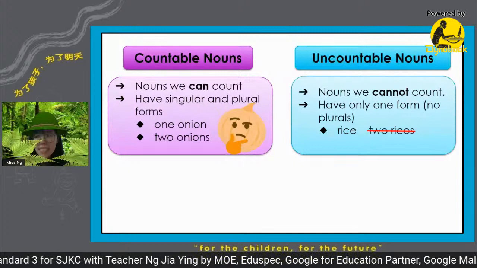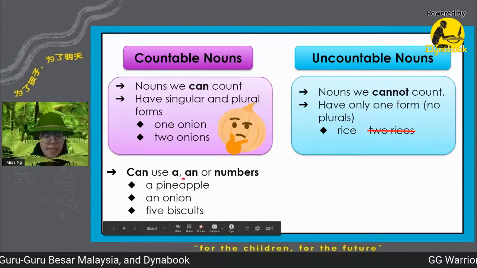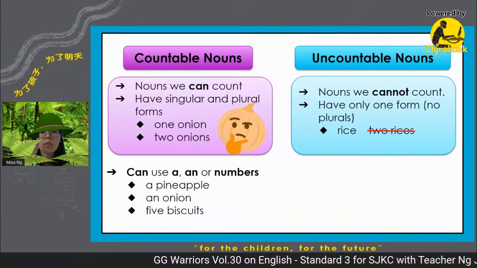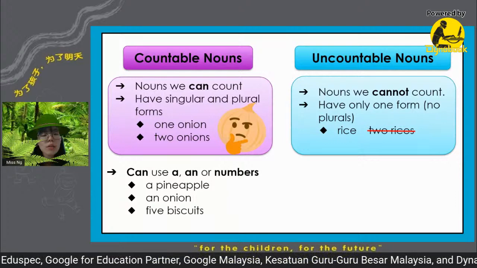Okay, so as for countable nouns, we can use a, an, or numbers. So now, a and an is actually one. 大家要记得 a and an 是一个. So for example, a pineapple, 就是一个黄梨, and then an onion. Okay, 一个洋葱, and also we can put numbers like five biscuits.